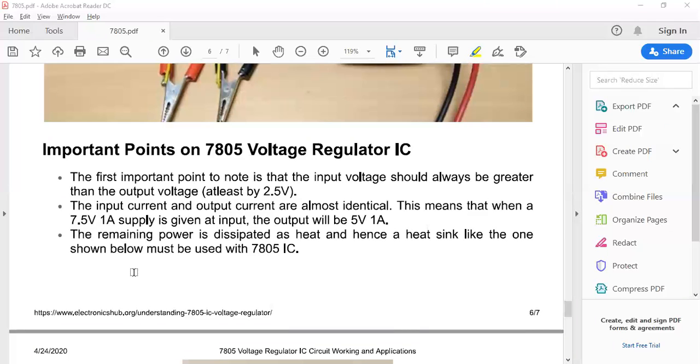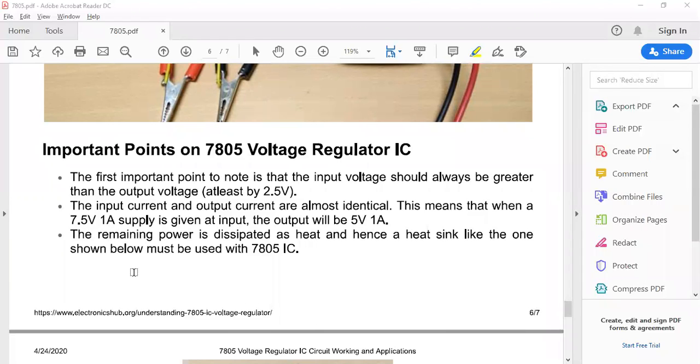So this means that when a 7.5 volts 1 amp supply is given at the input, the output will be 5 volts 1 amp. Whatever current is at the input, the same current comes at the output. Don't worry about the current, but voltage must be greater.